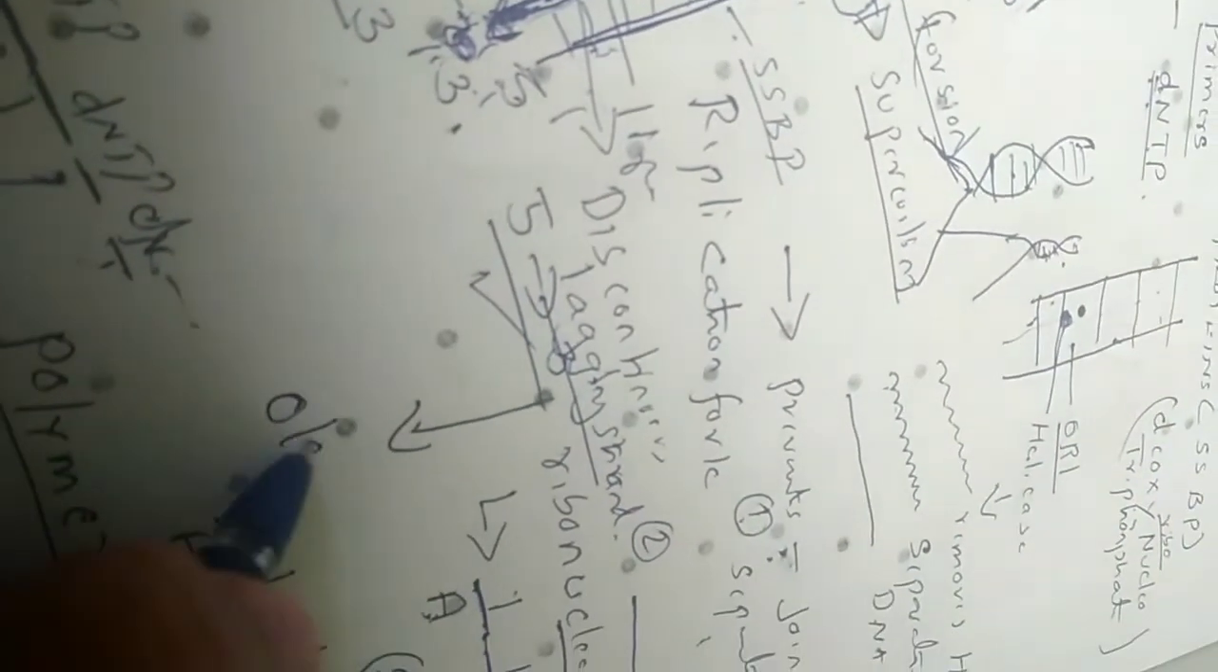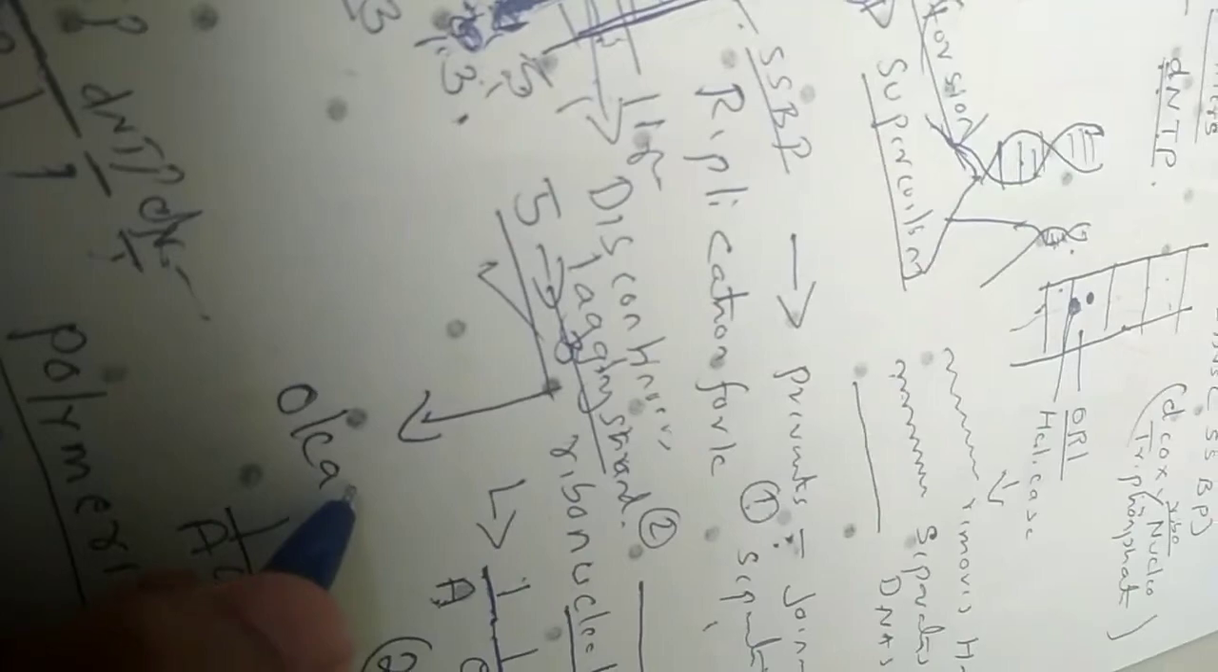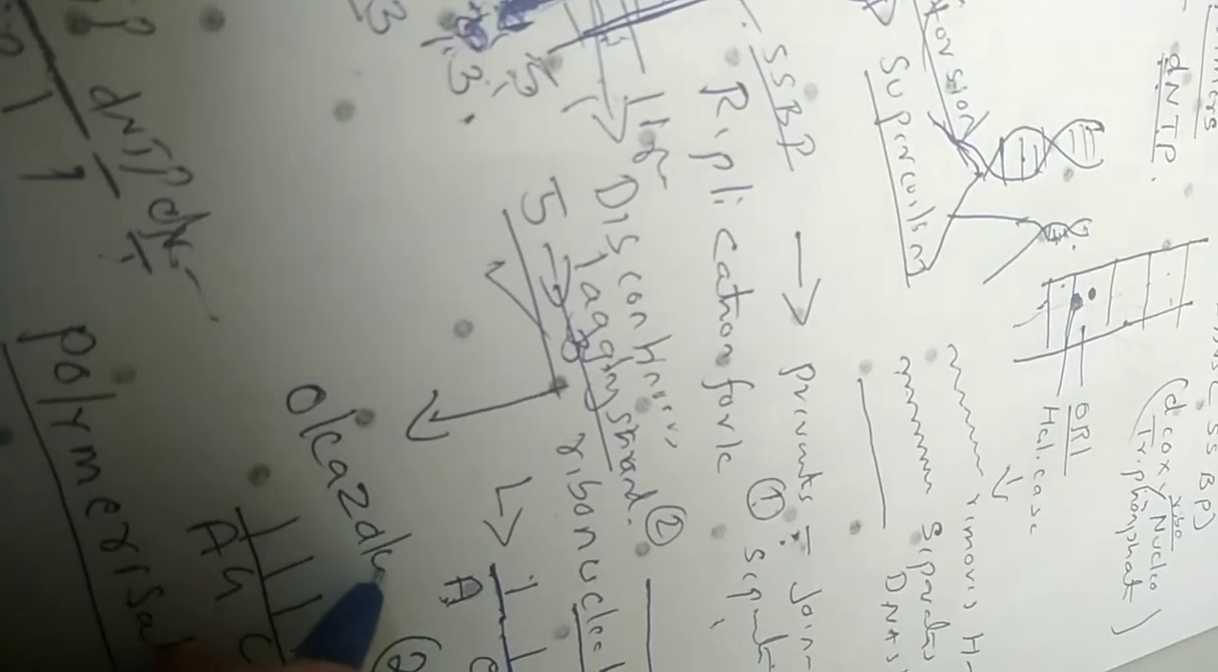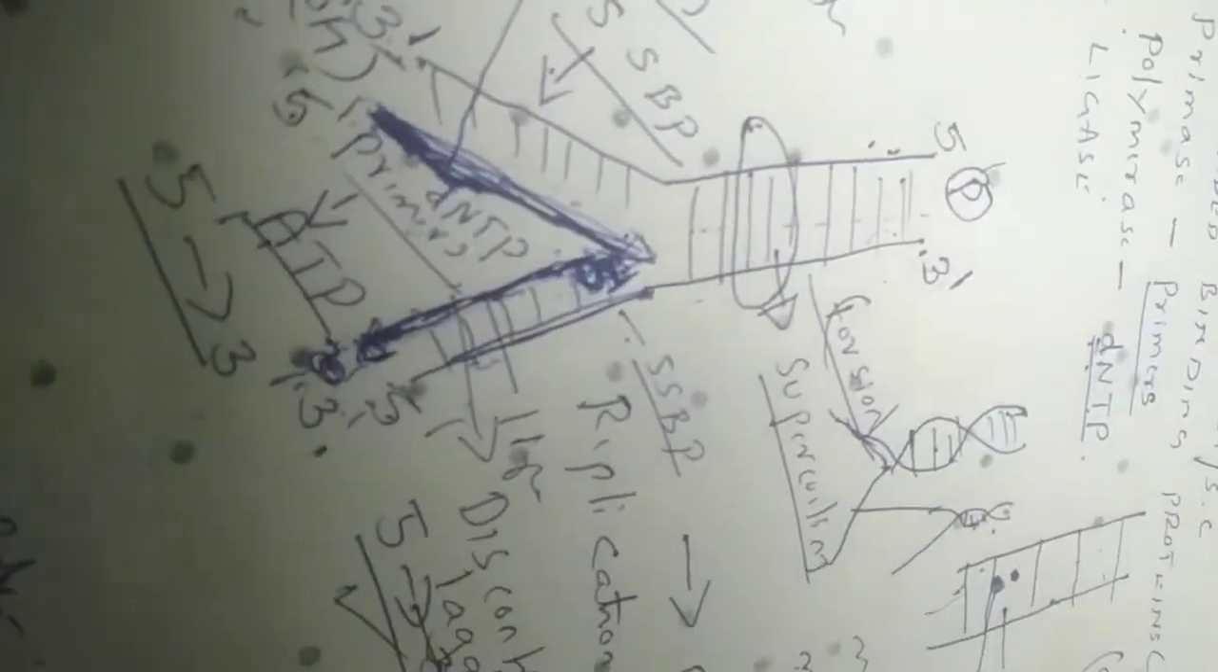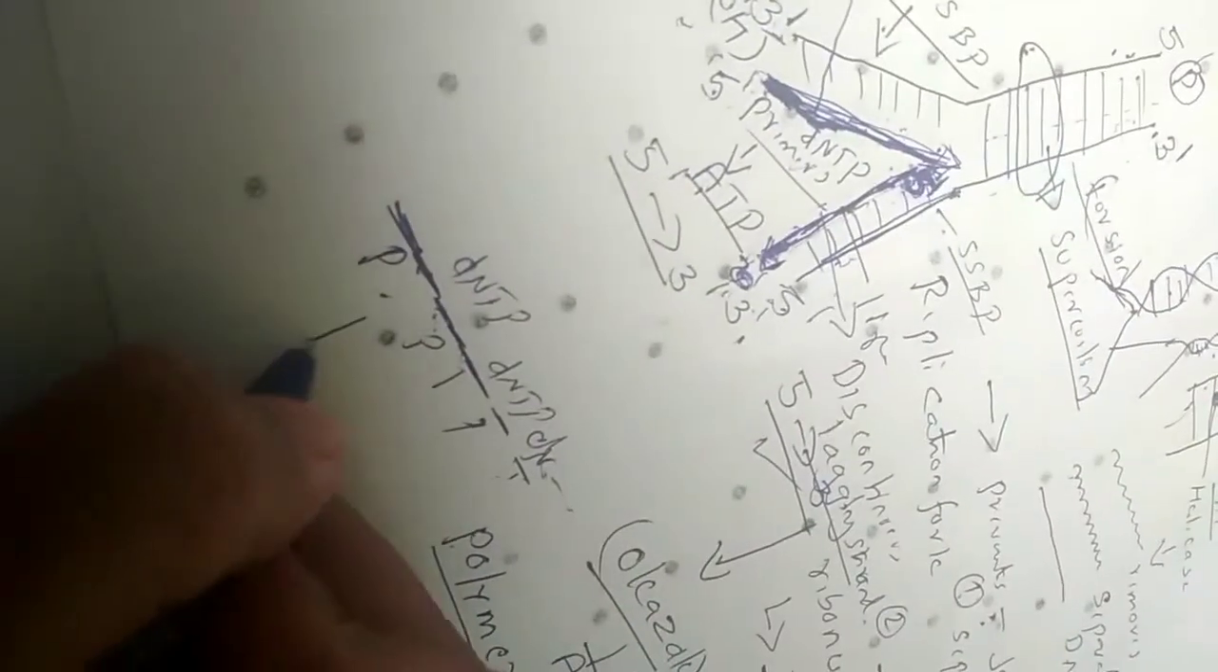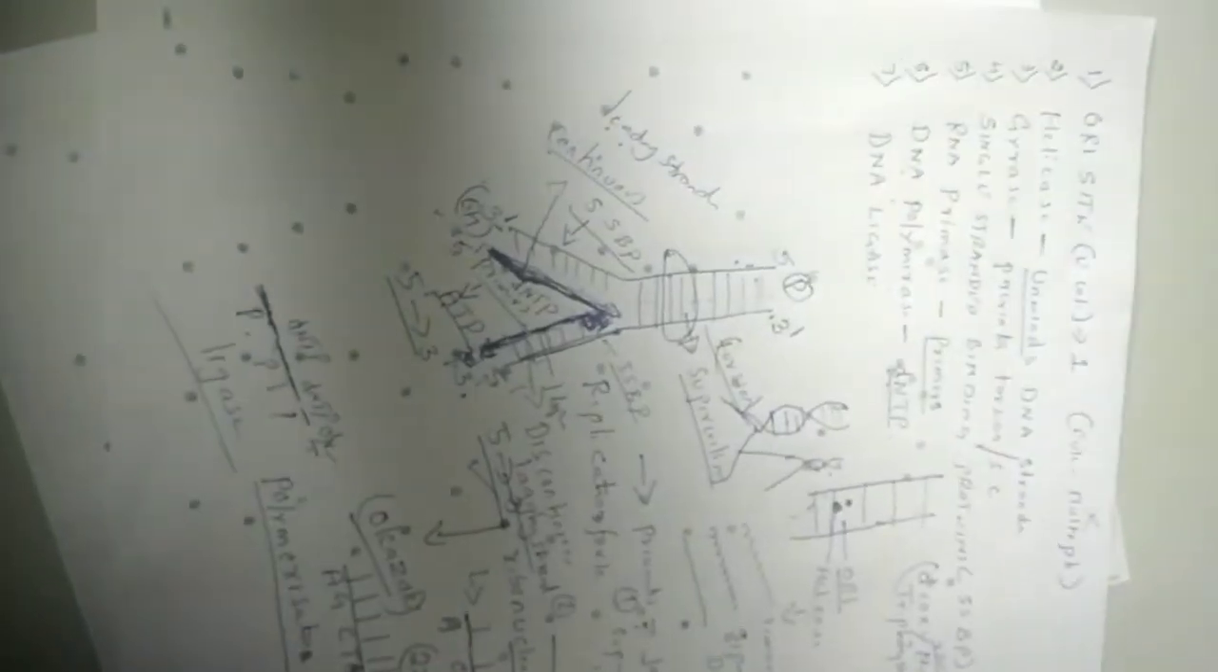What do you call it? Lagging strand. The lagging strand was first observed by a scientist called Okazaki. Hence this strand can also be called Okazaki fragments. These Okazaki fragments, as I told you, are joined by an enzyme called ligase. So this is all about DNA replication.